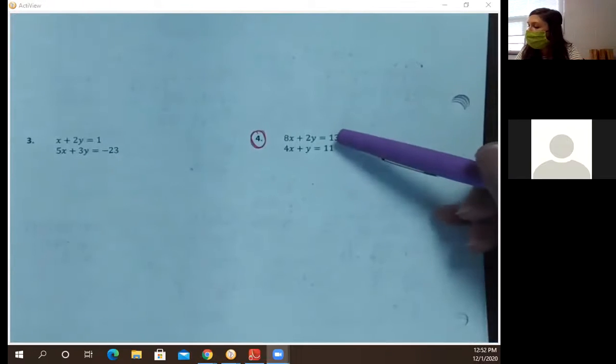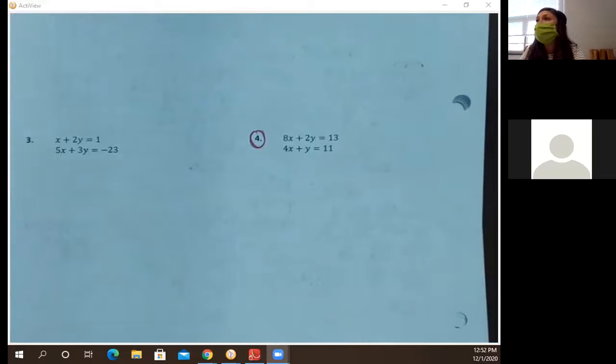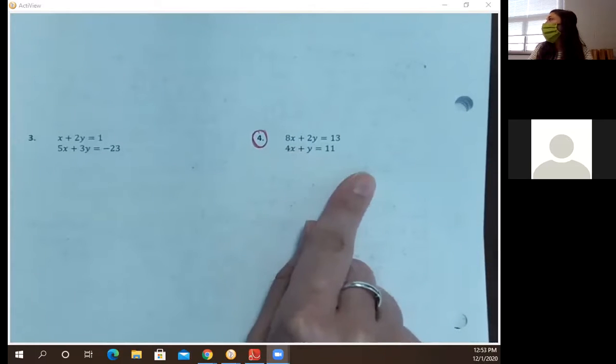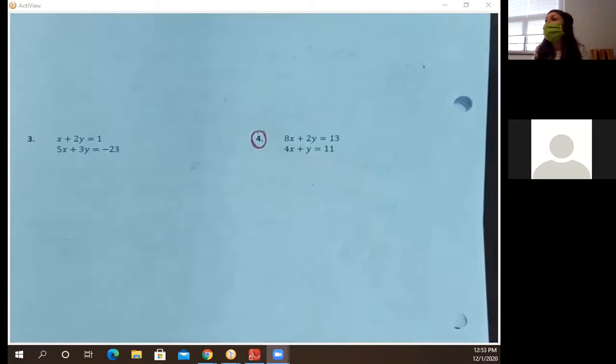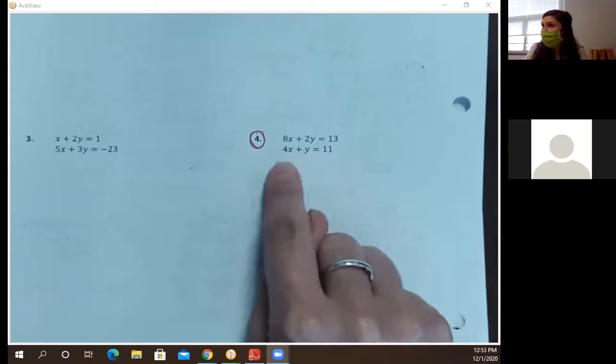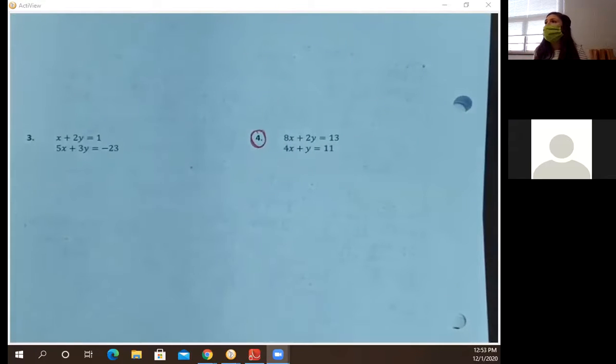Which of these equations, the top or the bottom, do you think would be easier to get a variable by itself? What'd you say? The bottom, and what would you get by itself? You could get x by itself. I would probably choose to get y by itself because that just means I have to move the x term to the other side and then I'm done. If I want to get x by itself, then I have to move the y and then divide by 4. So 2 steps versus 1.